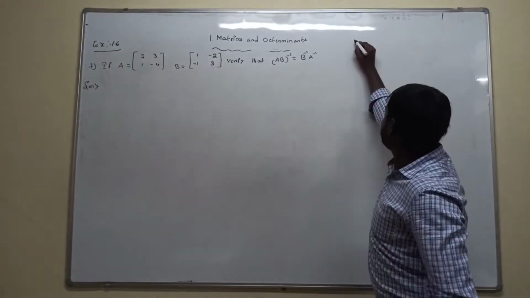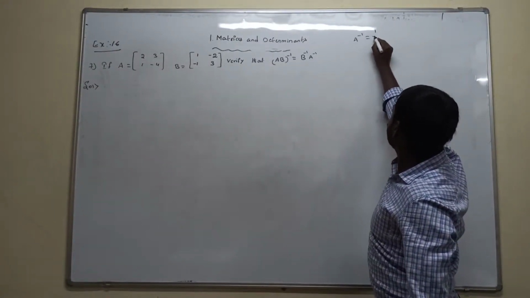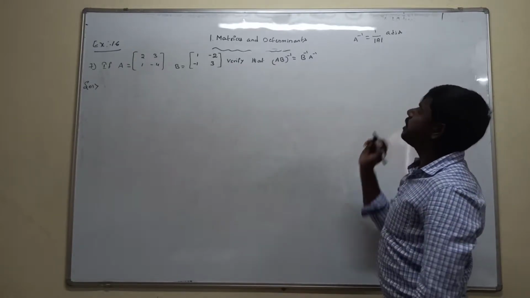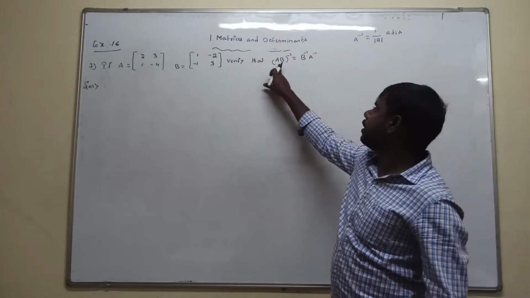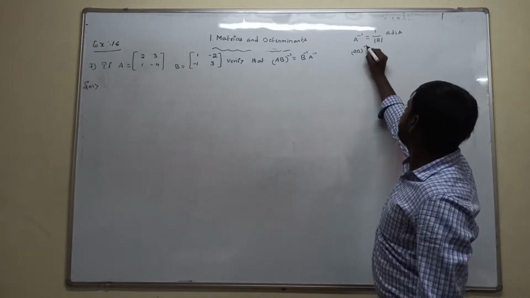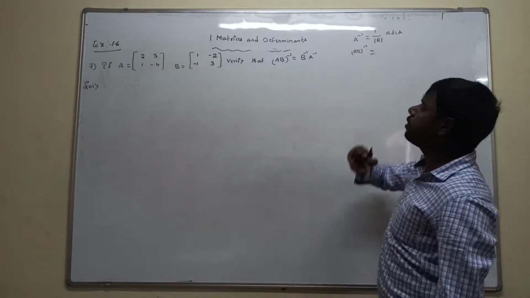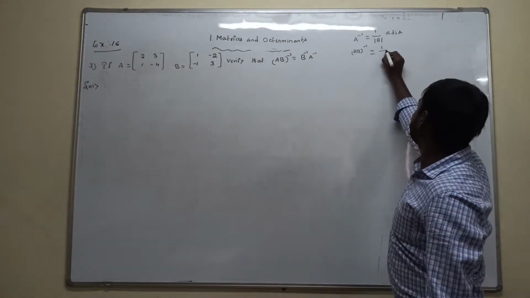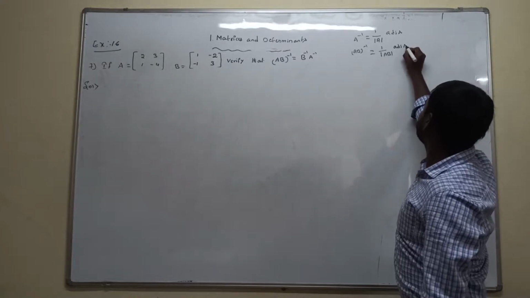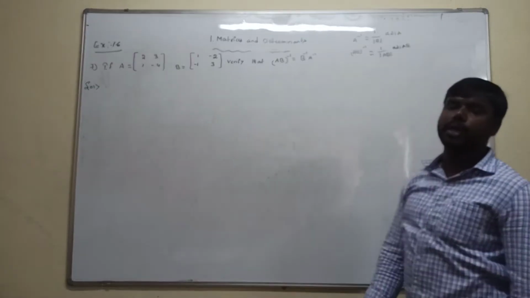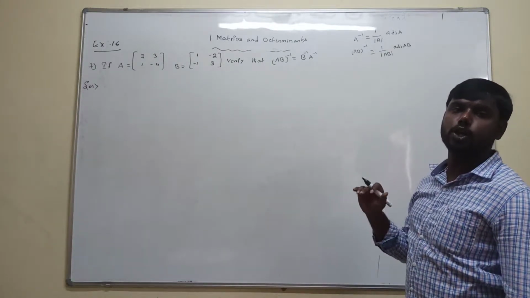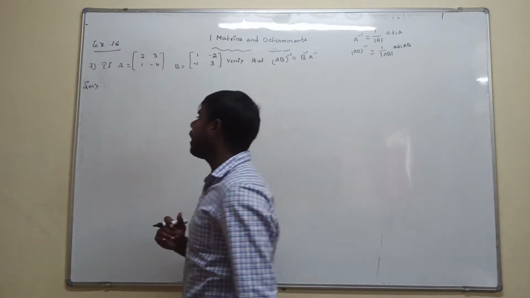What is the formula for inverse of A? It is 1 divided by determinant of A into adjoint of A. This is the inverse of A formula. But in this question, what is asking here? Inverse of AB. Inverse of AB means A is replaced with AB. That's why 1 divided by determinant of AB into adjoint of AB. So AB you don't know. That's why you need to calculate the AB matrix first.